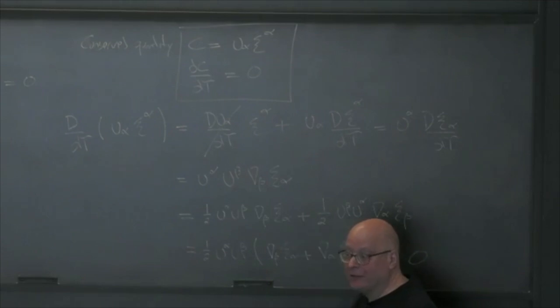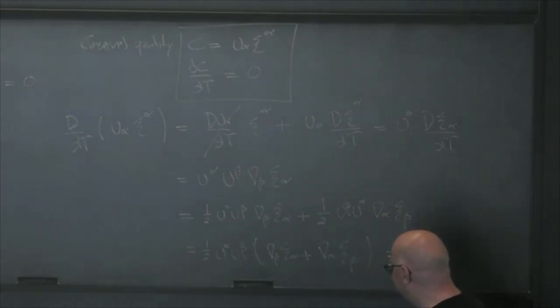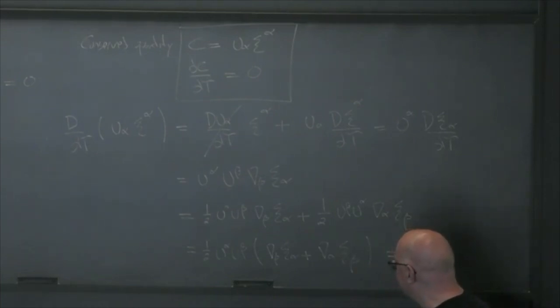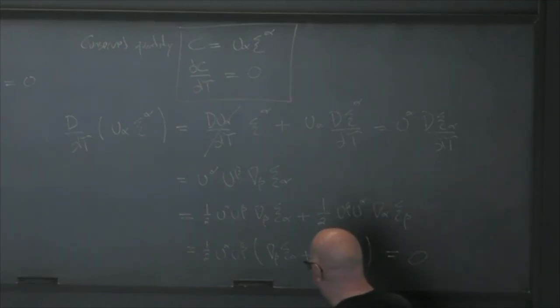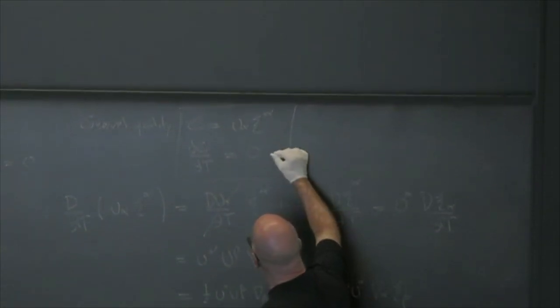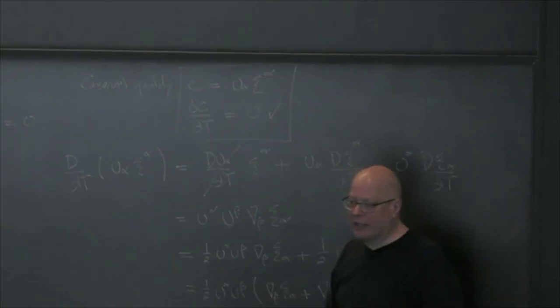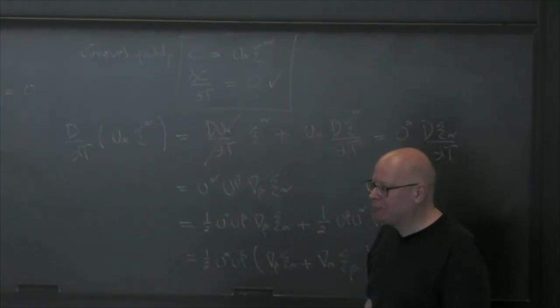So we really exploited that symmetry property in the position of the indices here in the course of that calculation. But anyway, I think it comes out, and we do get the statement that whenever we have a Killing vector and a geodesic, we get a conserved quantity.